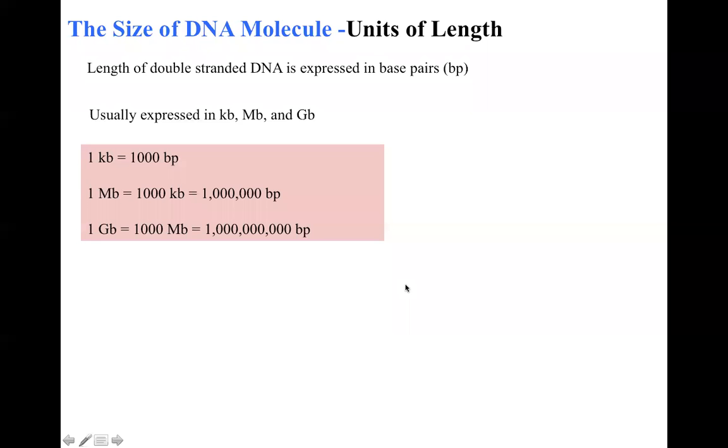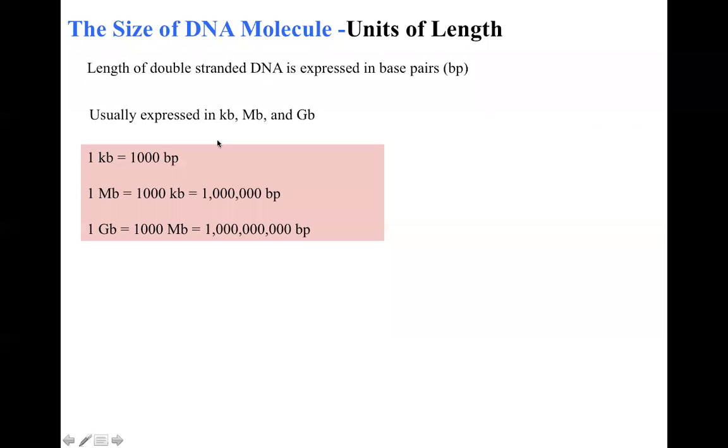So how do we measure the size of the DNA molecule? The size of the DNA molecule means how we can measure the length of the DNA. It is always expressed in terms of base pairs. Why pairs? Because there are 2 polynucleotide chains present. Usually these are expressed in kb, that means kilo bases. 1 kb is 1000 base pairs. So 1 kb DNA means 1000 base pairs.